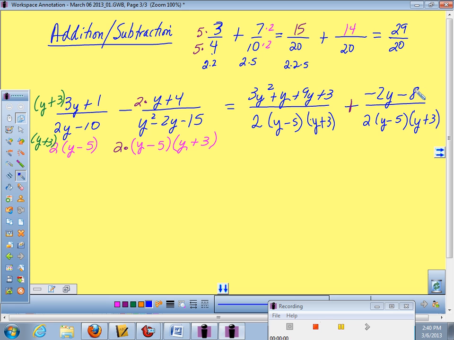Okay, now, that's the hard part. What's the last step? What's left? You need to add them up. Just like here, we had 15 20s plus 14 20s. You got to add them together. Good. So the denominator's not changing. You're just going to copy the common denominator down.